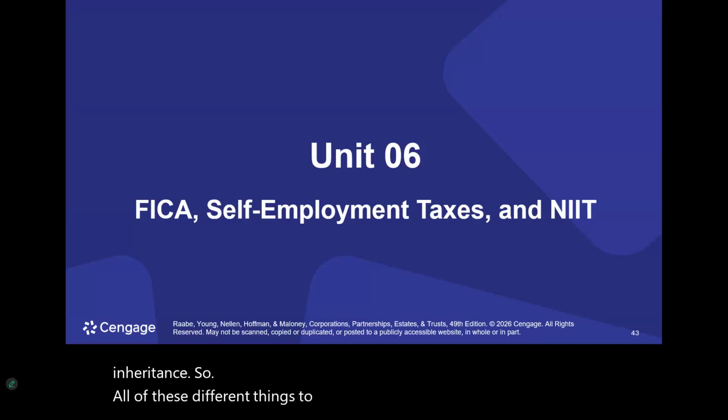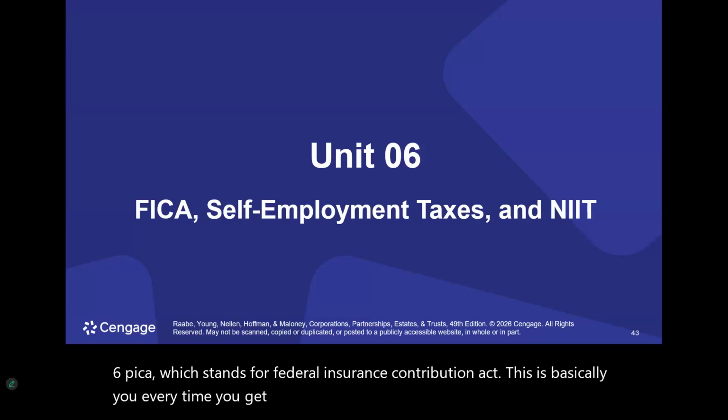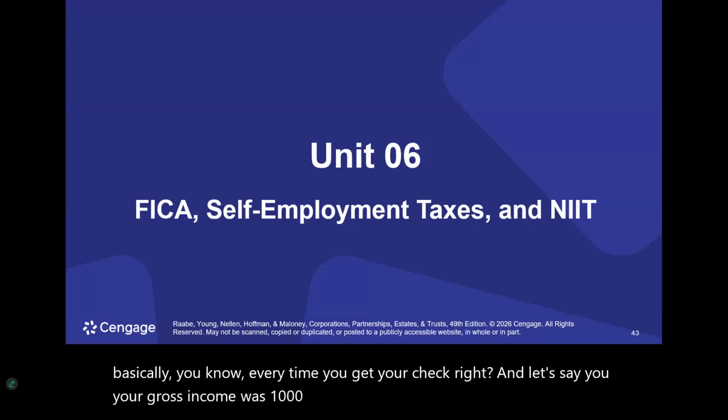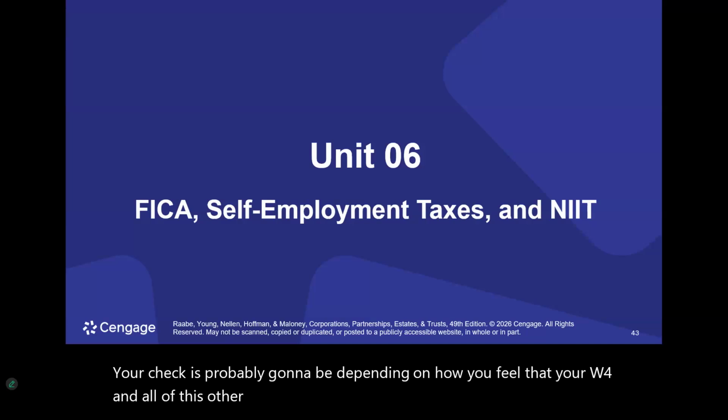We move on to Unit 6, FICA, which stands for Federal Insurance Contributions Act. This is basically every time you get your check, right? Let's say your gross income was $1,000. Your check is probably going to be, depending on how you fill out your W-4 and all of this other stuff, give or take maybe $700, $800.